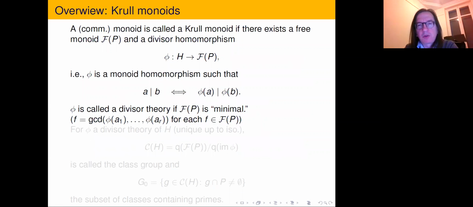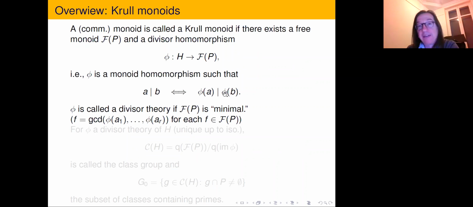So I mentioned the term Krull monoid. So what's a Krull monoid? In some sense, it's an object where one can understand the arithmetic via an attached free monoid. So it's a monoid where the arithmetic comes in a natural way from the restriction of the arithmetic of a free and thus unique factorization monoid.